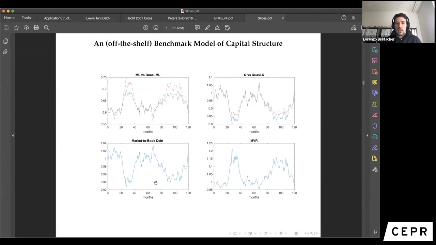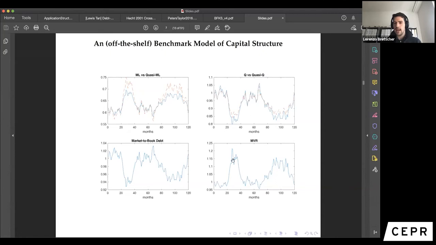What I plot on the top left graph is the market leverage in blue, okay? The blue solid line, versus the quasi market leverage. And whenever I say quasi market leverage, I refer to the leverage where we use the book value of debt rather than market value of debt in our leverage definition, in red dashed lines. And you can see that around months or periods 20 to 40 and around 100, they're significantly different from each other. Once you take the ratio between these two lines, you would get something like this.